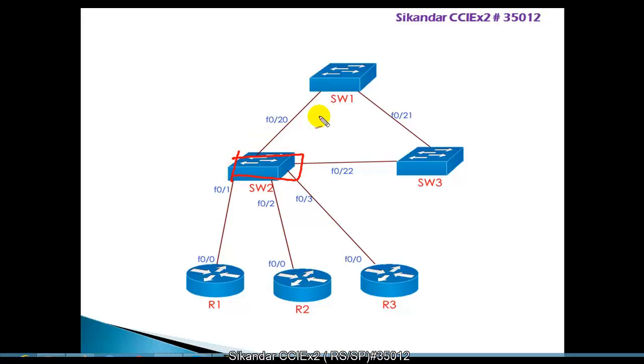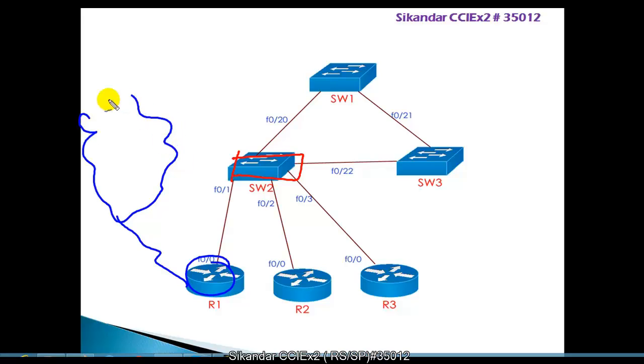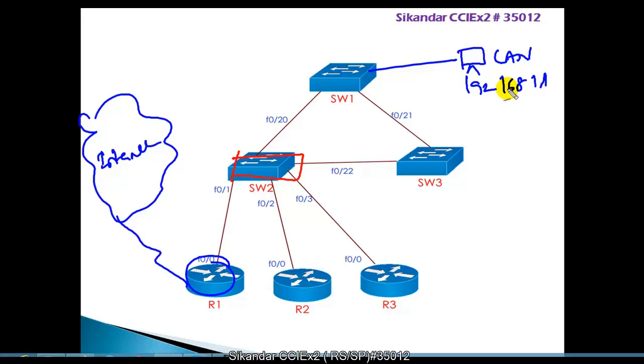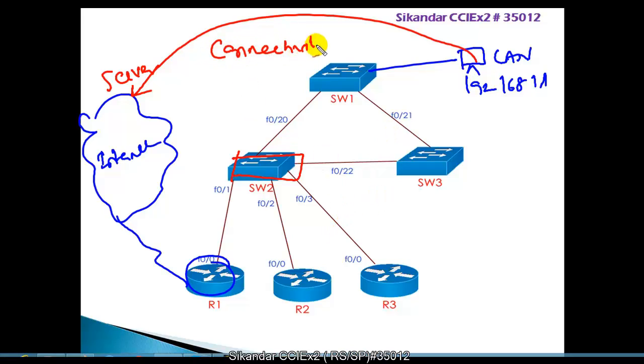This is your production network, and you have a router, router one, which is connecting to the internet. There is an internet connection to router one, and then there is a user sitting here in my LAN, using the IP address 192.168.1.1, who is unable to access the internet or any other server. One of the basic steps of troubleshooting is to ensure that your connectivity is perfect. The major part is connectivity, understanding how the devices are connected.